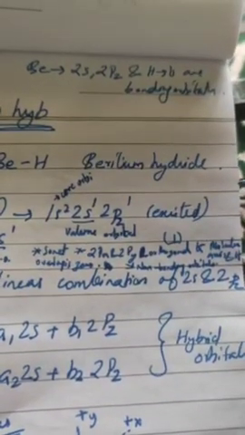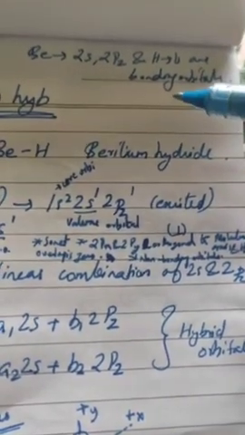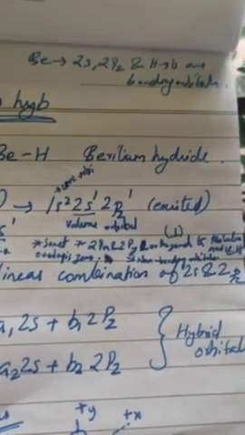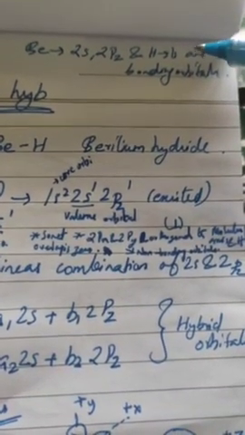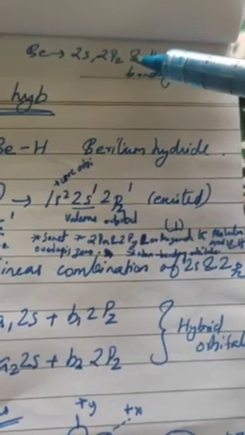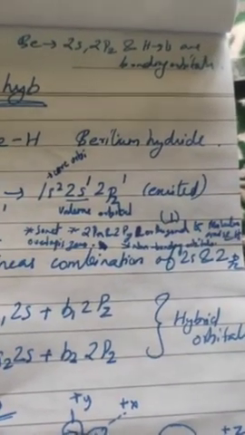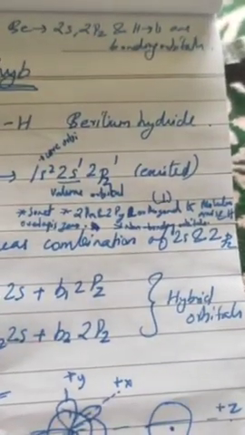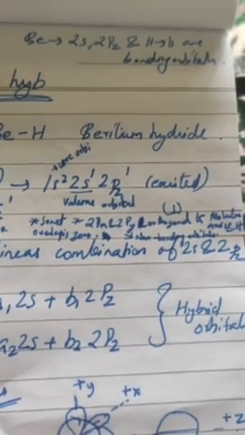Therefore, with the help of the basic concept of valence bond theory, we can say that these are the bonding orbitals found in the case of beryllium hydride. That means 2s and 2pz for beryllium, and in the case of hydrogen, 1s. We can call these the bonding orbitals.